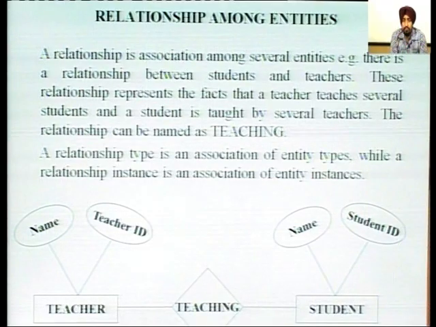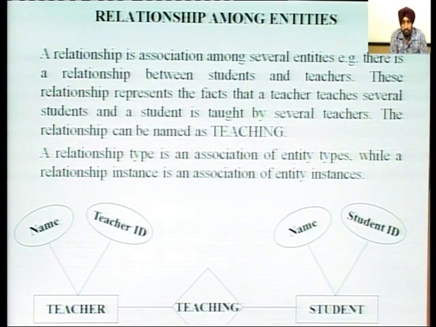The relationship represents the fact that a teacher teaches several students and a student is taught by several teachers. The relationship can be named as teaching. The relationship type is an association of entity types, while a relationship instance is the association of entity instances.